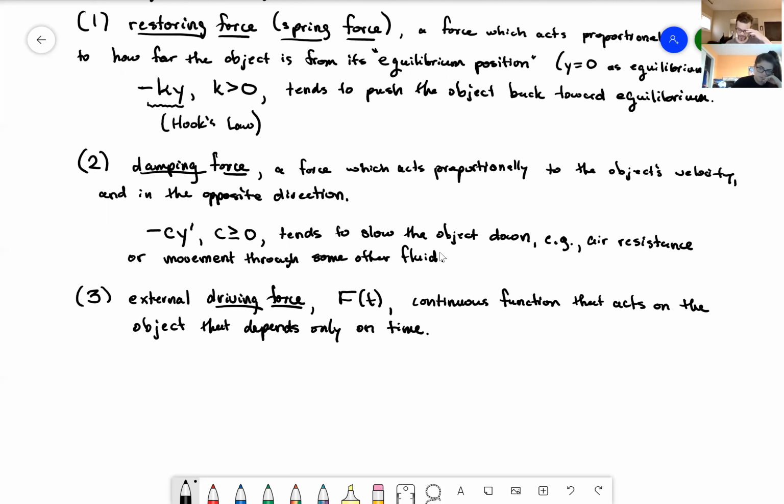So it's just some outside force. Maybe you think of something as bouncing up and down on a spring, and every time it gets to the bottom, you kind of tap it, make it go up a little higher. Or you're swinging on a swing and you swing your legs to make yourself go higher. So these are examples of driving forces. They are external and usually controlled by us. Okay.